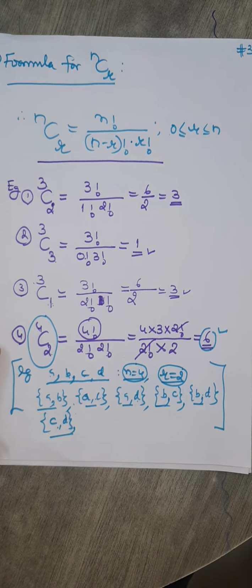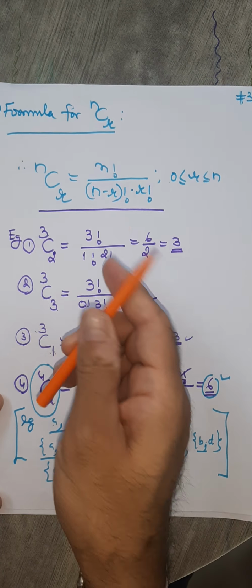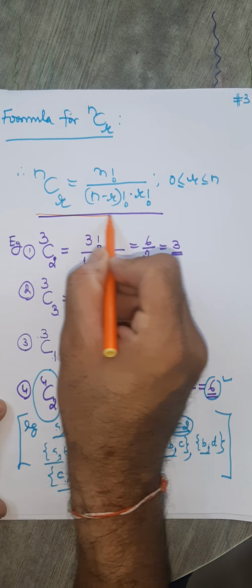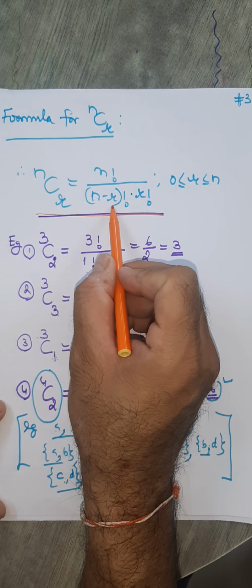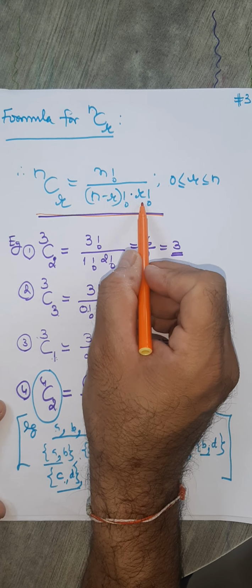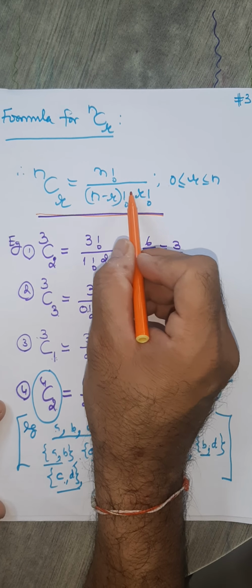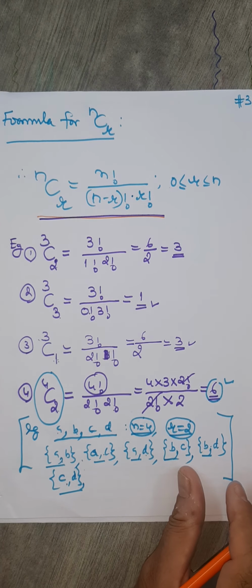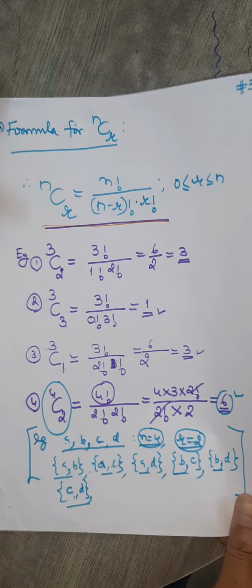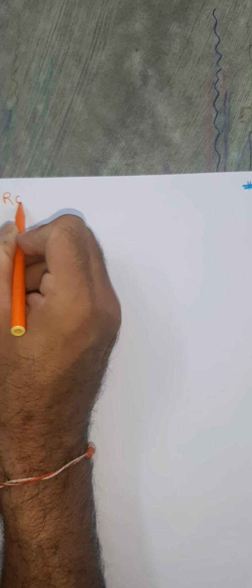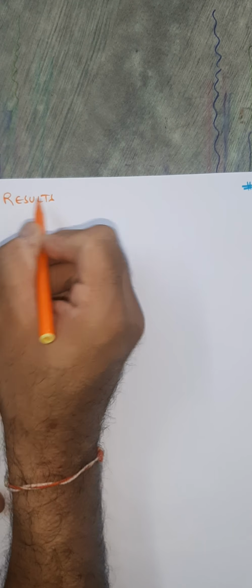Okay, and what's the important formula here? The important formula is this: nCr is n factorial upon (n minus r) factorial into r factorial. What is nCr? n factorial upon (n minus r) factorial into r factorial. Okay, now we will discuss some results based on this combination symbol. So let me write here some results.